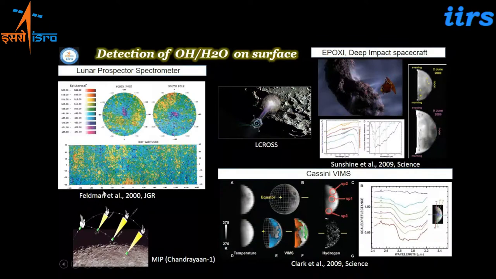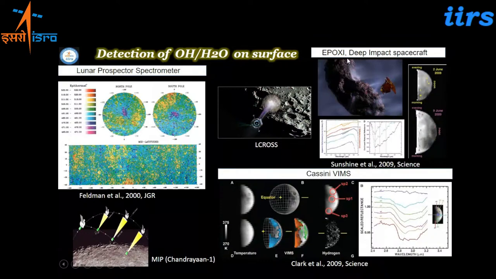Then MIP, Moon Impact Probe, developed by the Indian Space Research Organisation. The probe separated from Chandrayaan-1 on 14th November 2008, and it crashed and struck near the Shackleton crater. And its analysis showed presence of volatiles and presence of water and ice.